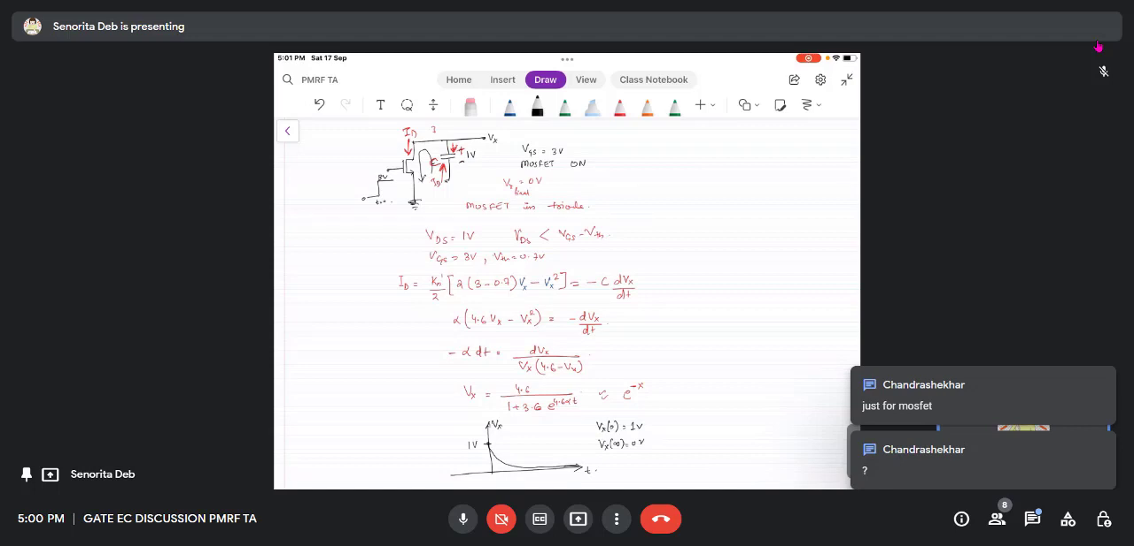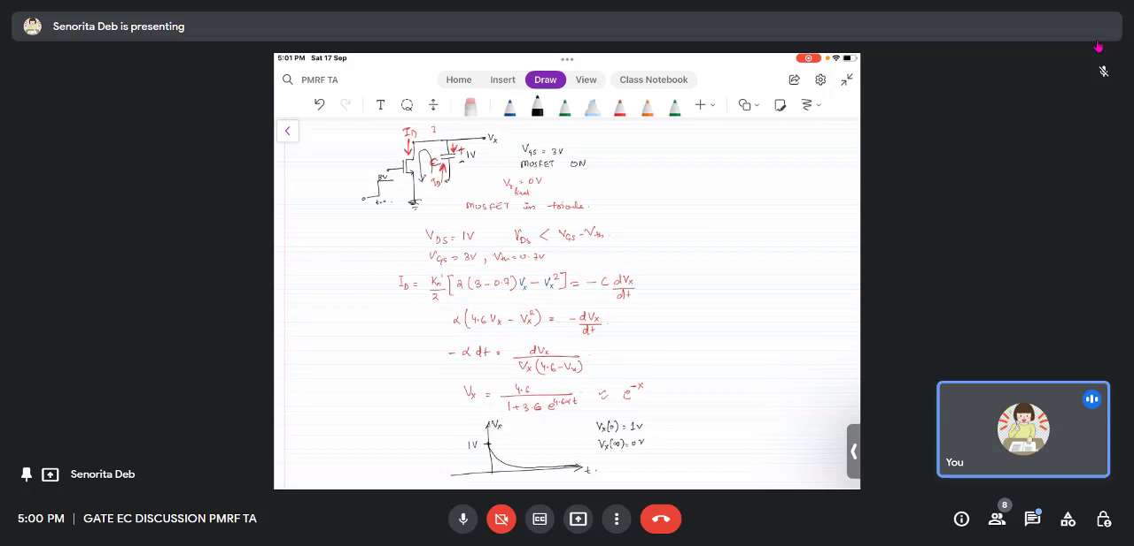Yeah, just for MOSFET I'm saying. So see, the normal formula-based questions are very easy, that you need not practice from anywhere. But questions like this capacitor problem, these kinds of questions you will need to practice a bit. It can be asked in exams. There is a chance of this type of question coming.